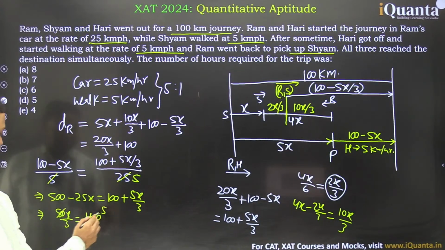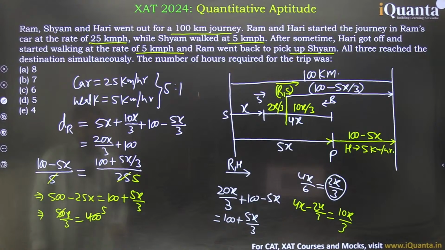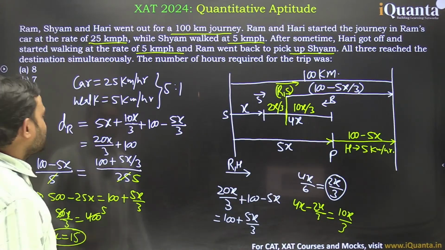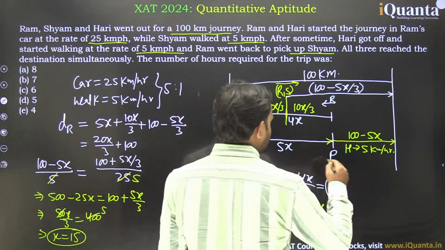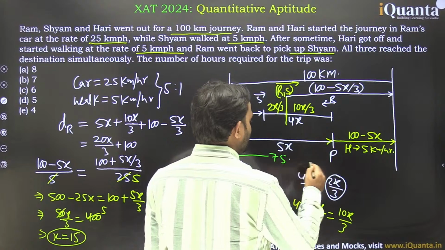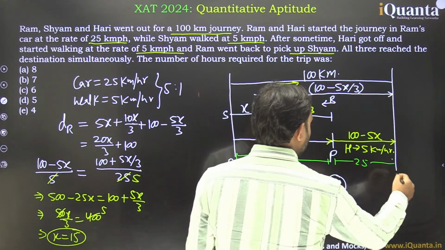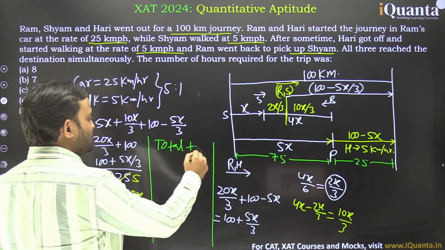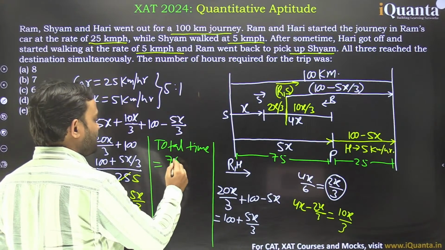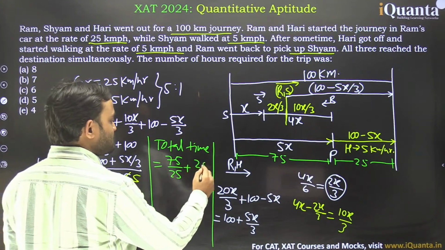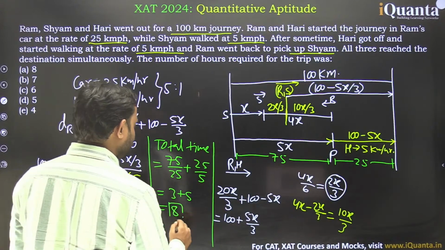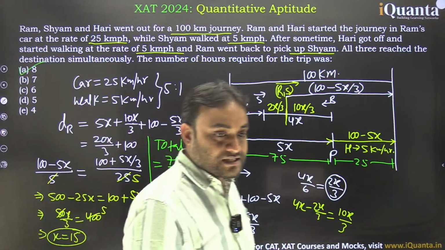So 80, 25, 75, yes. So x is equal to 15. x is equal to 15 means this distance is 75 and this distance is 25. So what we need to find? We need to find the total time. We can say total time will be equal to 75 upon 25 plus 25 upon 5, which is equal to 3 plus 5, which is 8. So that's your answer. Option A is correct.